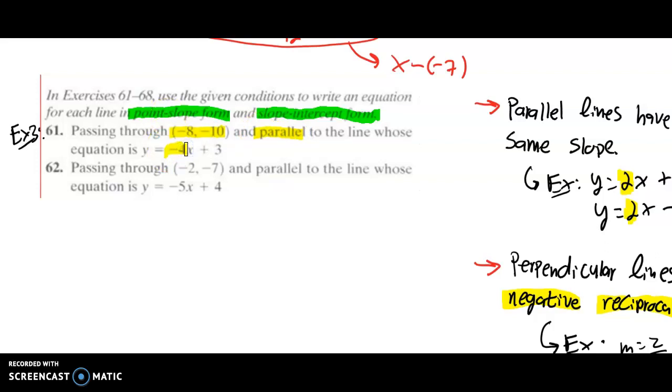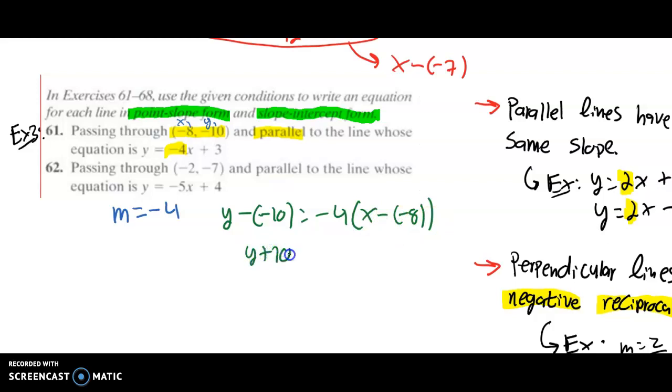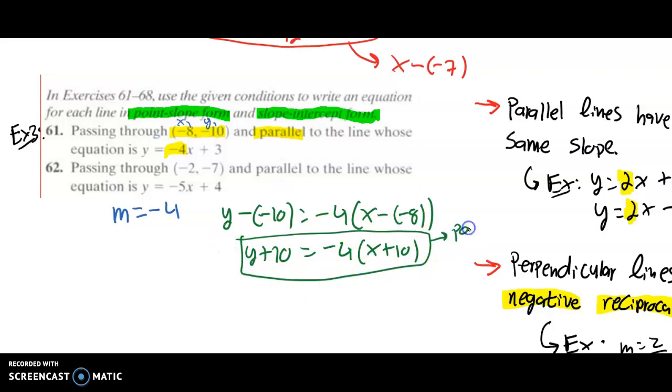We see that our slope is -4. So right off the bat, my slope is -4. My point is given. So we're going to plug into point slope form. I get y minus -10 equals -4, x minus -8. Those double negatives turn to positives. And this is your first answer. This is point slope form.